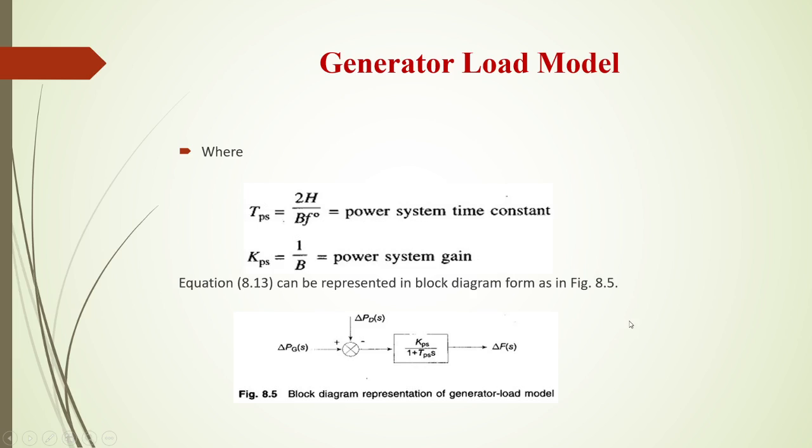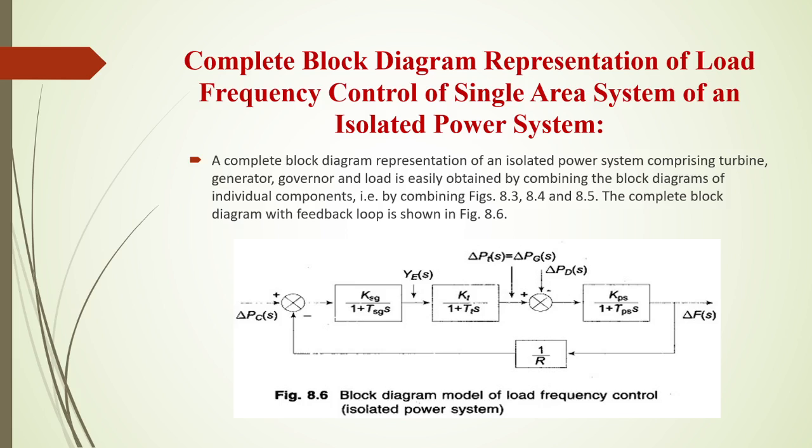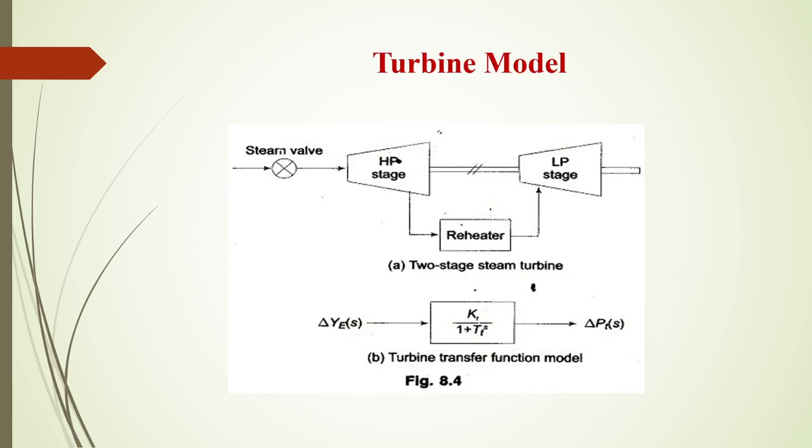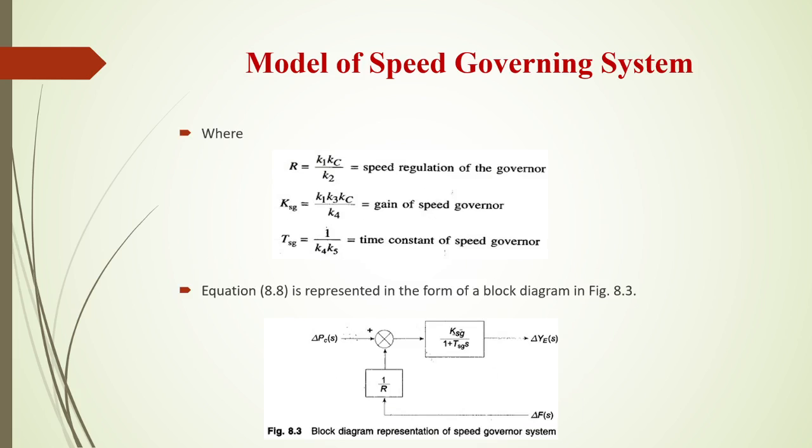Now we have the block diagram representation for the governor model, turbine model, and generator load model. Combining all three gives the complete block diagram representation of load frequency control of a single area system, of an isolated power system. So in the first diagram we have seen that. Let us see the first diagram. So this was our first diagram.